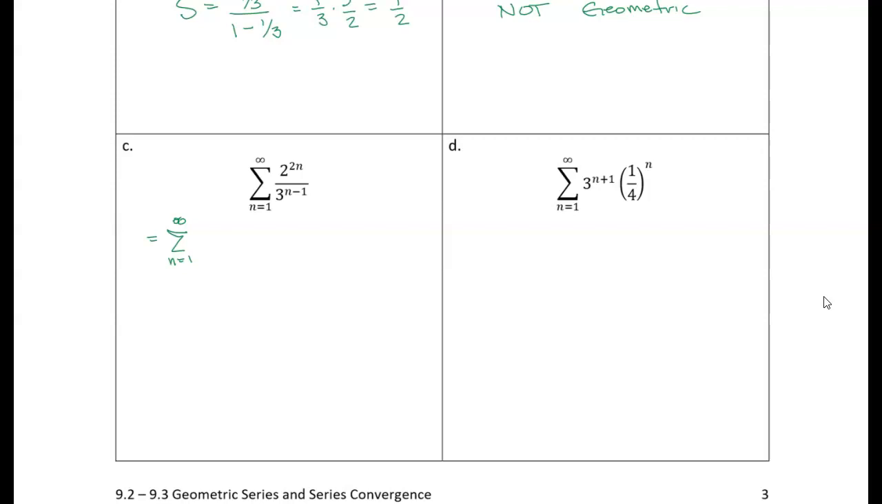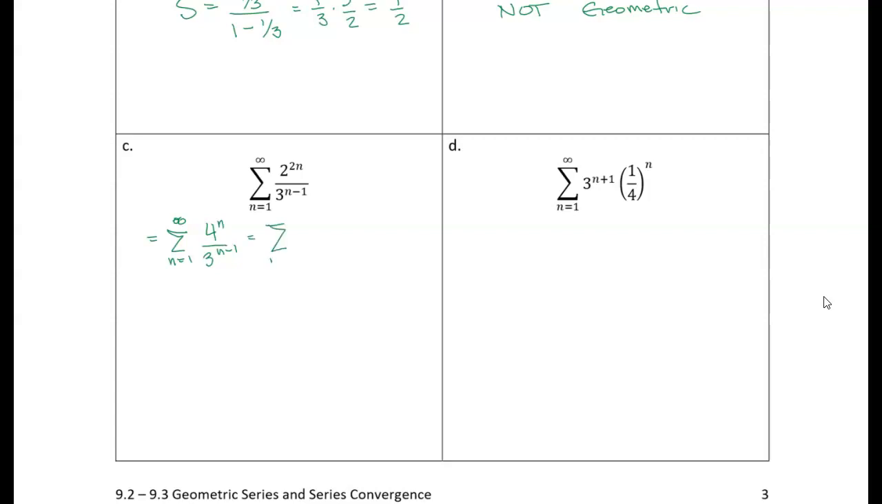So this essentially is, in the numerator, 2 squared to the n power. So really it's the same thing as 4 to the n. So I can rewrite this as 4 to the n over 3 to the n minus 1. Now, in order to get a common ratio, I would really like to have a factor that has the same power. But in this case, I've got n and I've got n minus 1. But I can actually rewrite the numerator.